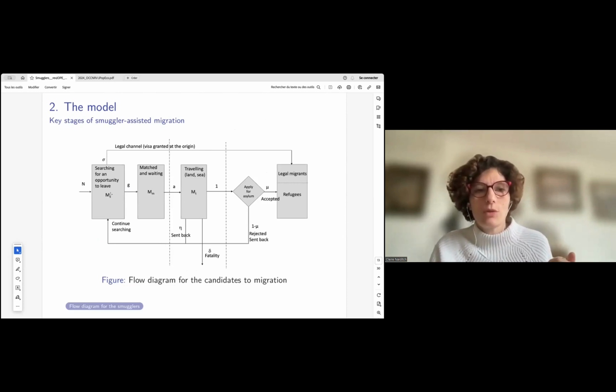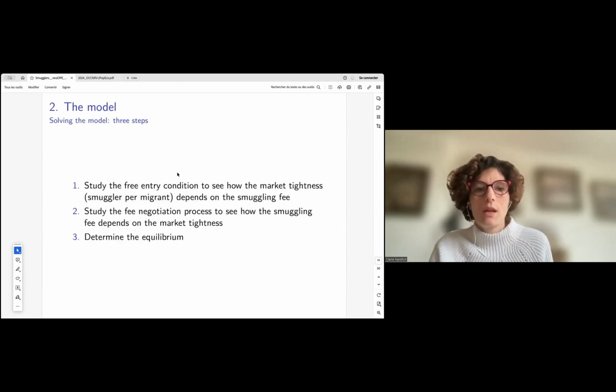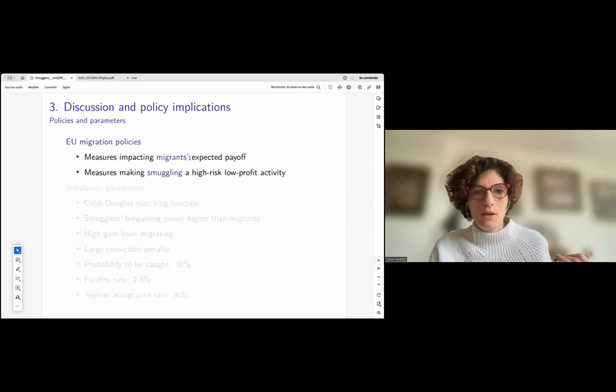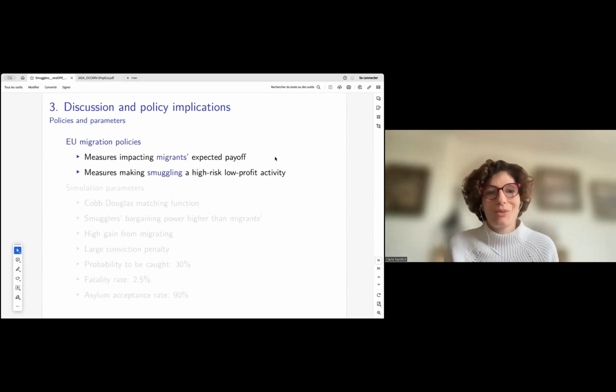Migrants are searching for an opportunity to leave. They can meet a smuggler, or they can get legal access and directly come to Europe. If they meet a smuggler, then they wait a bit until they can travel. There they might get arrested or they might die during the journey. And then they apply for asylum. Some are going to be accepted and become refugees, and the other ones are rejected. Those that are rejected are going to try again to come to Europe. So we solved the model in 3 steps. And I will show you the main results right here.